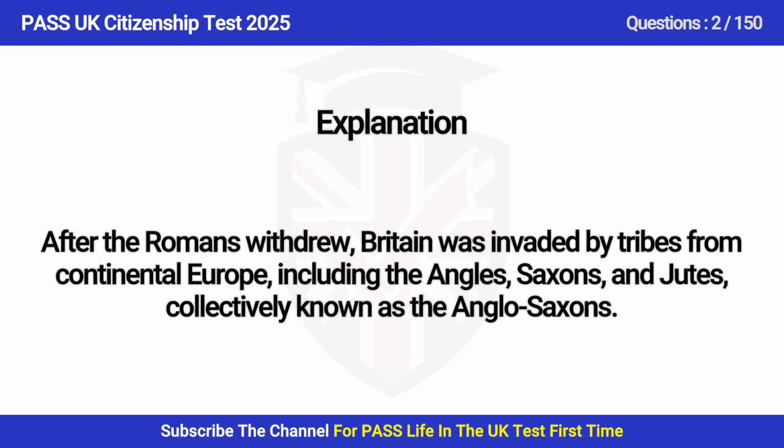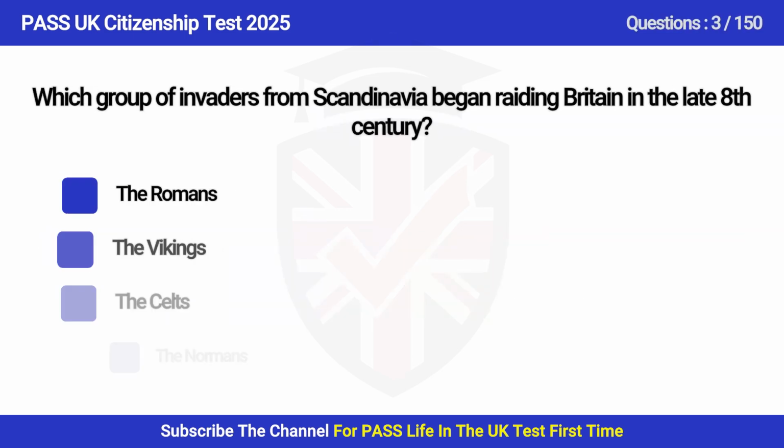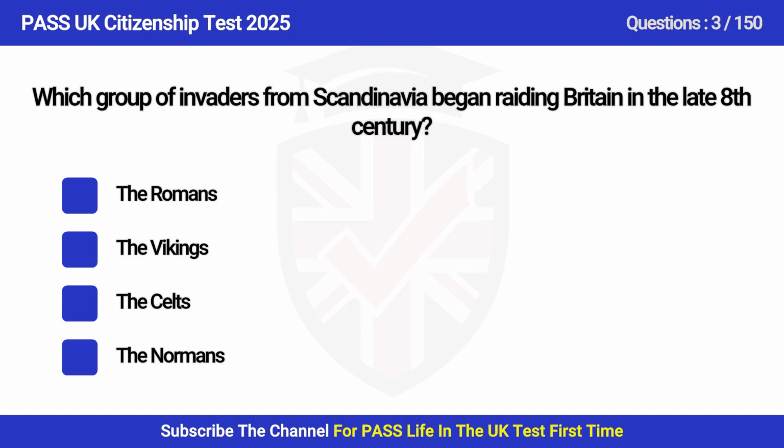Question 3. Which group of invaders from Scandinavia began raiding Britain in the late century? A. The Romans, B. The Vikings, C. The Celts, D. The Normans.